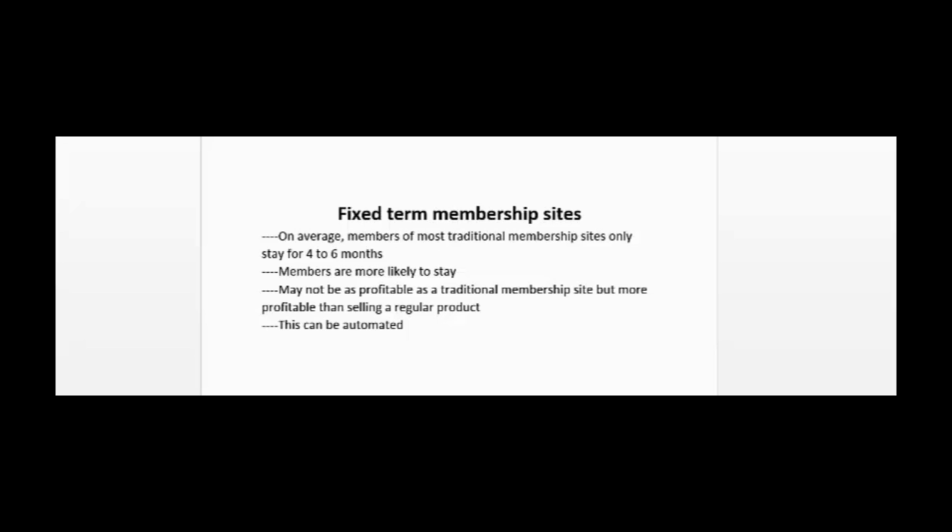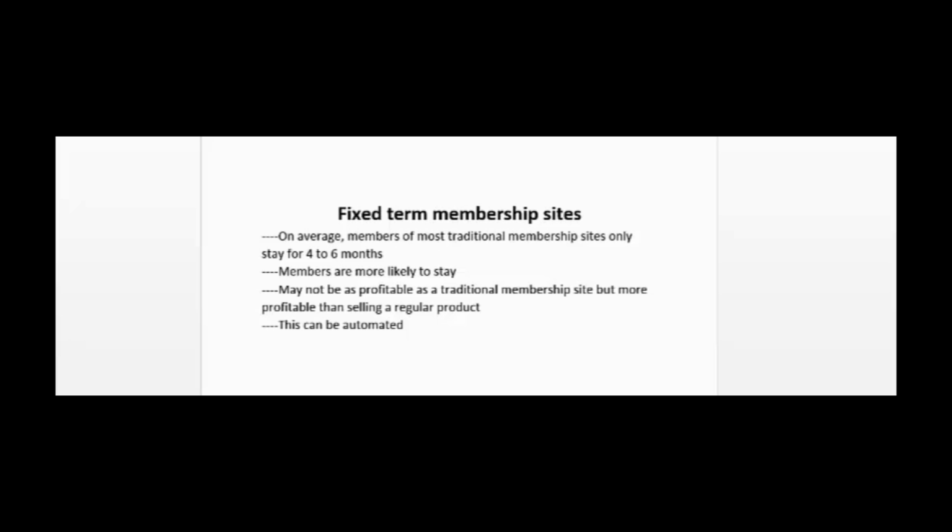Okay. Now, having a fixed term membership site, it may not be as profitable as a traditional membership site, but it is more profitable than selling a regular product where you just sell something once. Okay, so at least, if it's a fixed term membership site for 6 months or a year, you're getting 12 months of payments of, say, $10 or $47 per month.